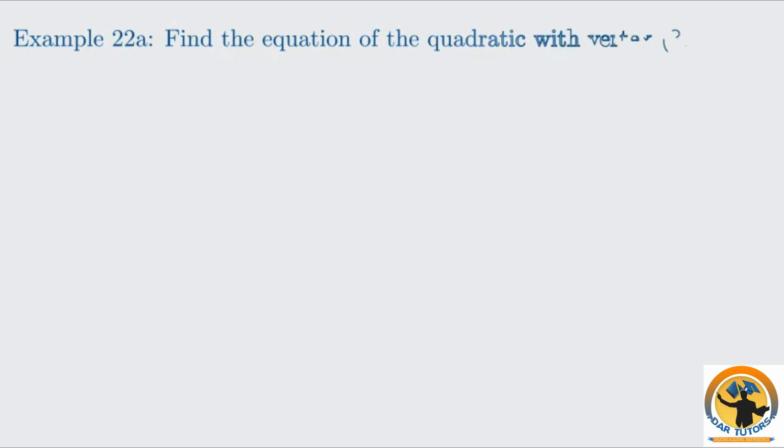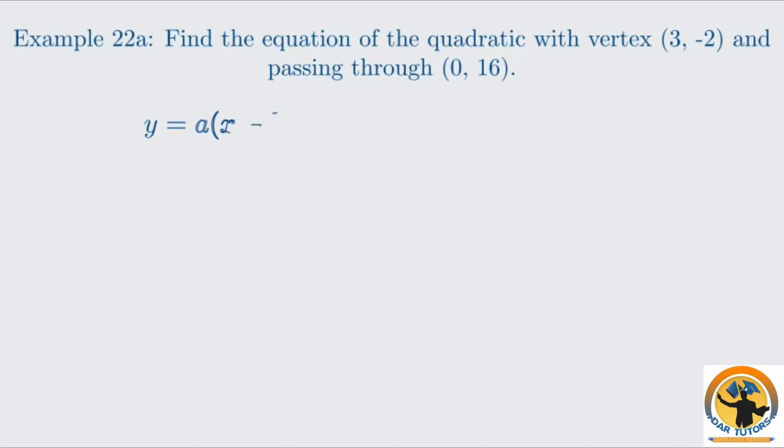Let's try an example where we are given the vertex. Find the equation of the quadratic function whose graph has a vertex at (3, -2) and passes through the point (0, 16). Since we have the vertex, we'll use the vertex form. The vertex is (h, k) equals (3, -2). So the equation is y equals a times the quantity x minus 3 squared minus 2.